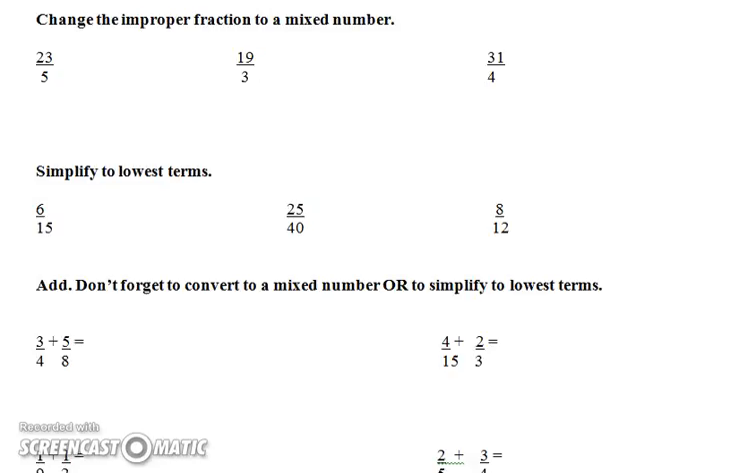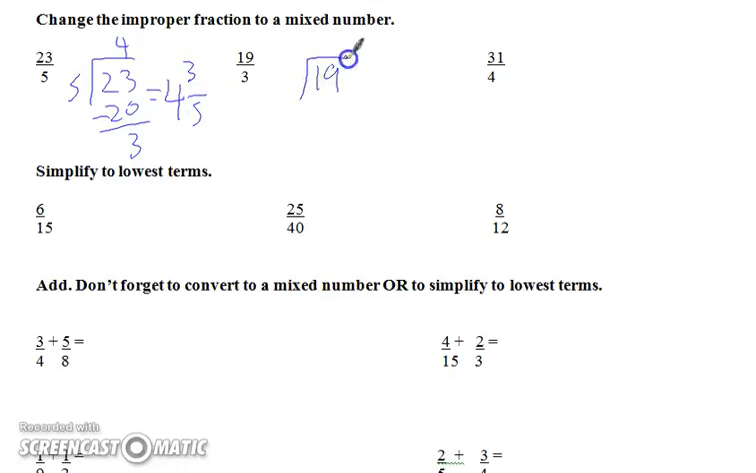Here are the answers to G12, the study guide for adding and subtracting fractions. The first part says change the improper fraction to a mixed number. That means I'm going to be dividing. So I got 23 divided by 5. It goes 4 times. I got 3 left over, so that's going to equal 4 and 3/5.